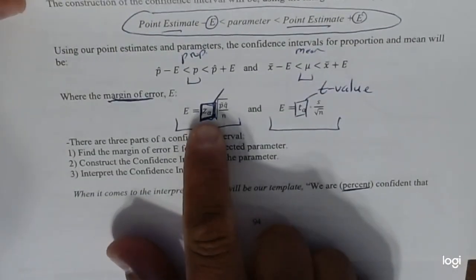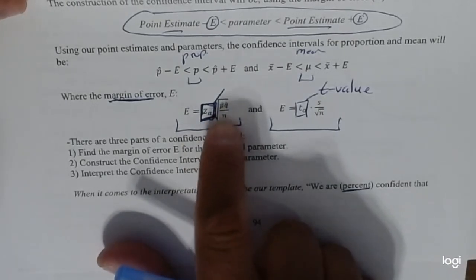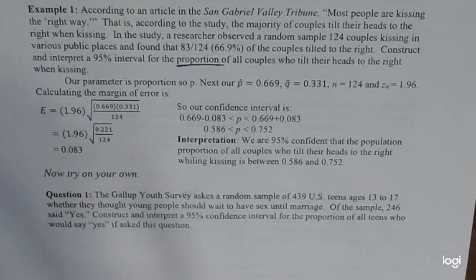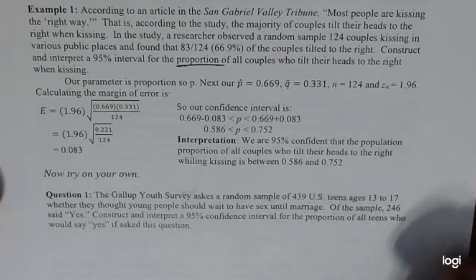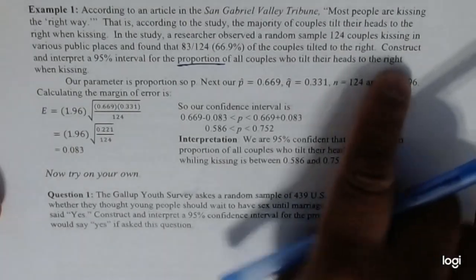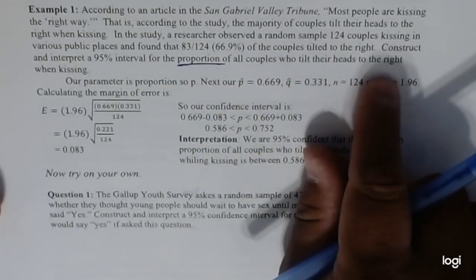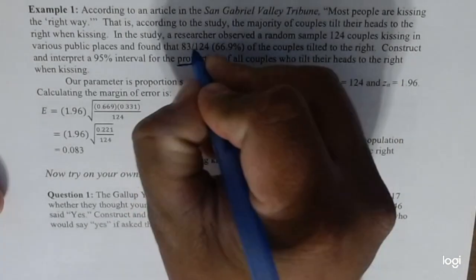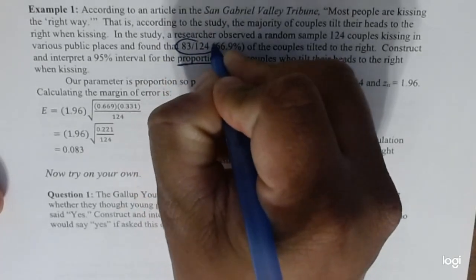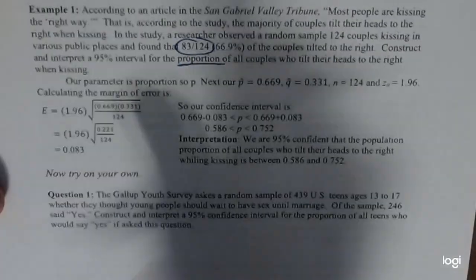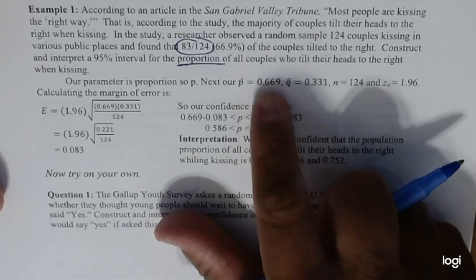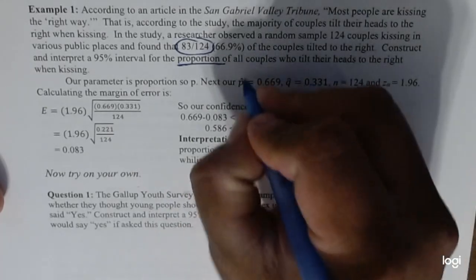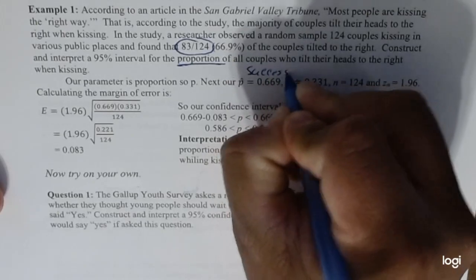We need a z-score. We need p hat, q hat, and n. Now, p hat is success, right? Just like when it came to the binomial theorem, p hat is success. In this case, since we're asking for people that tilt their heads to the right, what is the proportion of people who tilt their heads to the right? And they gave us that, right? It's 83 divided by 124, or 0.669, once we divide it. So that is success, right? Those are people who actually do it.